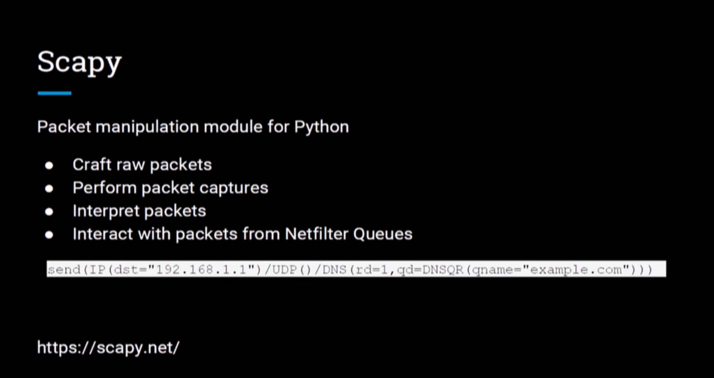Now, we can craft packets, and what we have here is a quick one-liner to generate a DNS request without going through the different layers. We set the destination. We're saying UDP. We're going to make it a DNS packet, put a name in it, and then we send it. And that's it, one line.